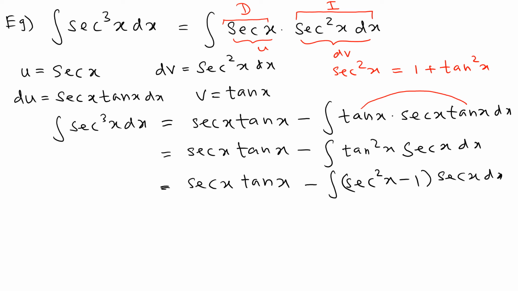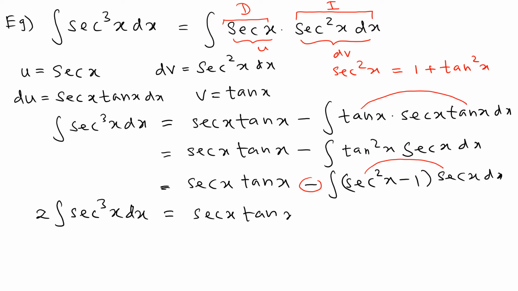Once you distribute, you get a secant cube term. See the secant cube term? That secant cube term with the minus sign, I'm going to bring to the other side. So you get 2 integral of secant cube x dx equals secant x tan x minus the integral of, actually not minus, because there's a minus sign inside and a minus sign outside, so it's going to be plus the integral of secant x.